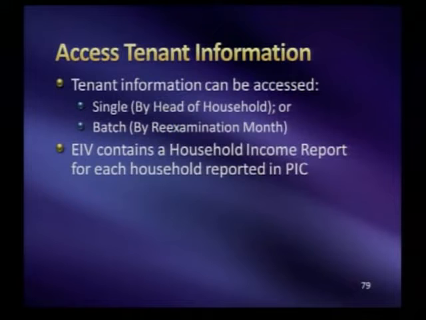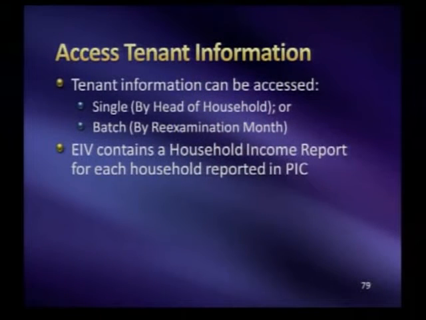Okay. How can I access EIV information? Well, you can do it one by one. If you're a small agency, you may say, well, I only do 2 re-exams a month, so I can just put in those 2 Social Security numbers and pull it. Or if you're a larger housing authority, you may want to use the by re-examination month feature, which I refer to as batch processing, in which you can get multiple income reports with the click of one button, okay?